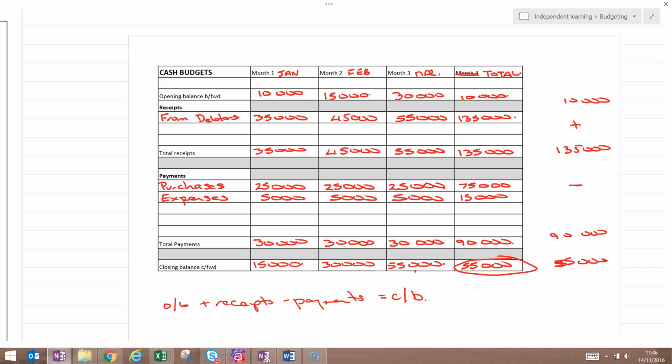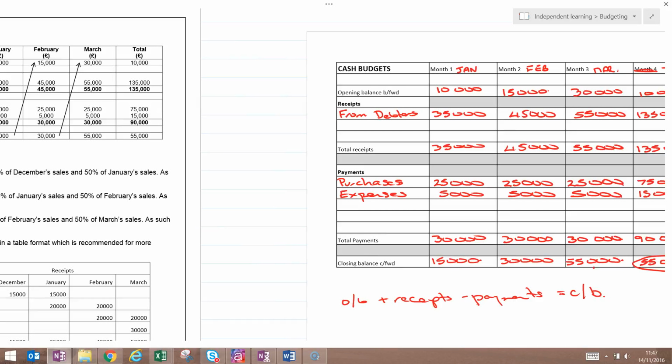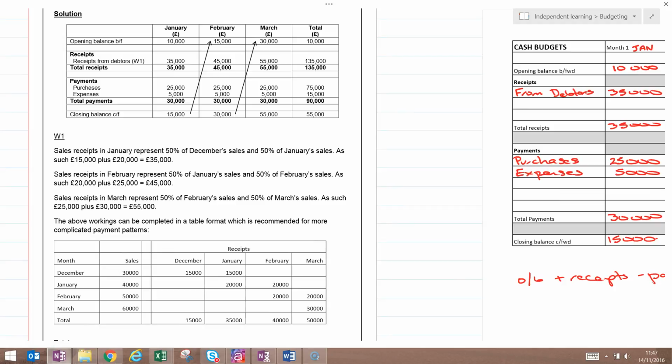Once all your figures are in, then total. So get a total for your receipts and a total for your payments on a month-by-month basis. Then finish off by doing your opening and closing balances. So they will obviously be a bit harder than this example we've looked at, but the method for all of your cash budgets is the same.